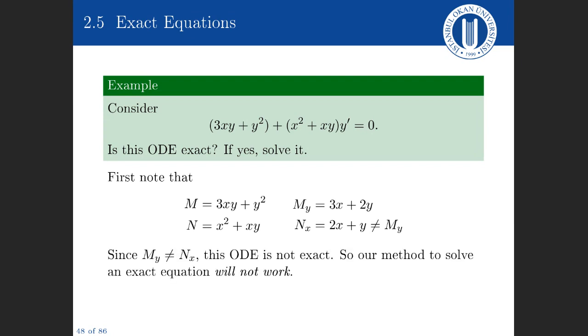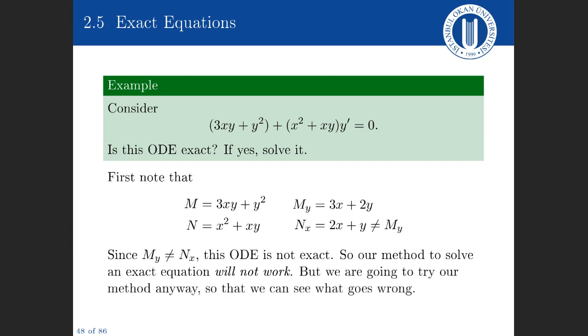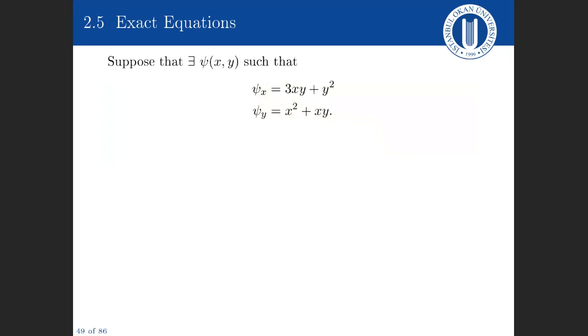So usually we would stop here. Our method to solve an exact equation will not work here. But I want to try it anyway. I want to try the method I've been showing you because I want to show why it doesn't work. I want to show you what goes wrong. So some part of the next calculation is going to go wrong. Something will not work properly. Let's see what it is.